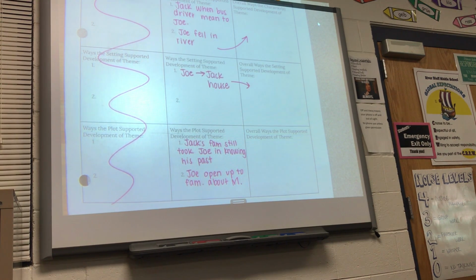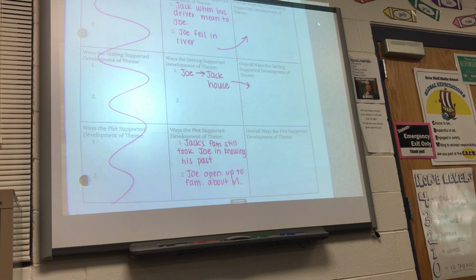Somebody who has a 1 up, please tell me why. Why do you think Jack's family took Joe in, still knowing his past? Why is that the better one to show us how the theme developed? Why is that the best? Dylan? Because if they didn't take Joseph in, then the whole story wouldn't have happened.